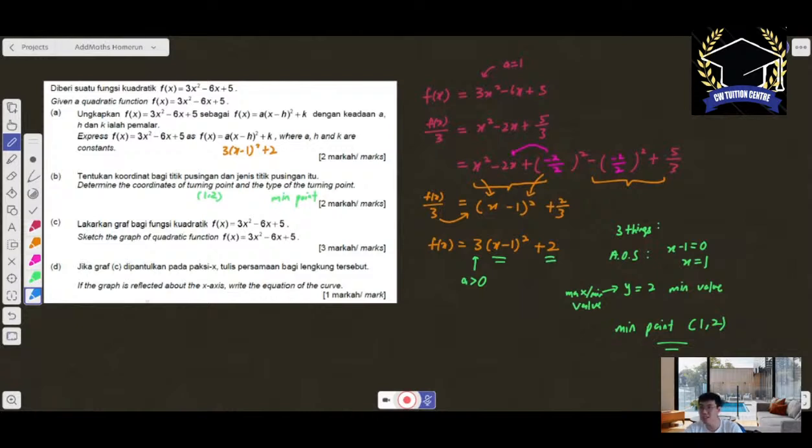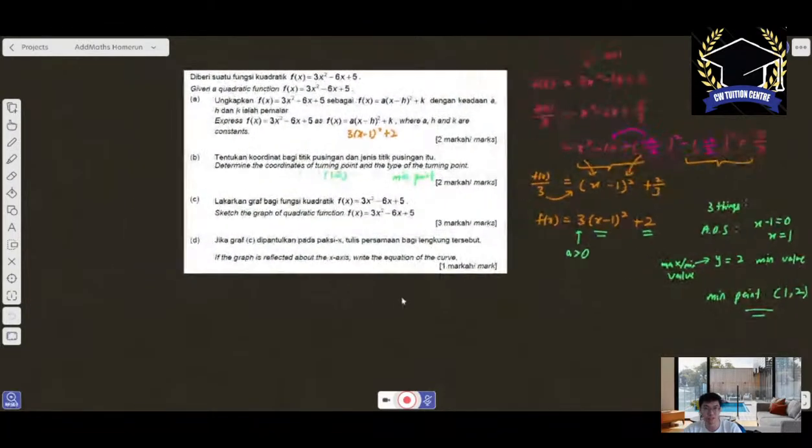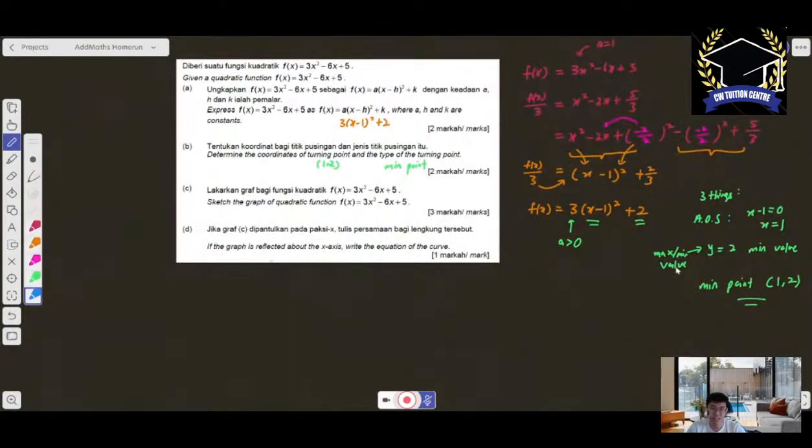Let's continue. I want to sketch the graph. I purposely take this question because I want to teach you all how to sketch the graph. This is a section B question. This is a section B question. So when I say I want to sketch a graph, I have to prepare a few things. First, I already know the minimum point. I need to prepare two more things. The x intercept, y equal to 0.